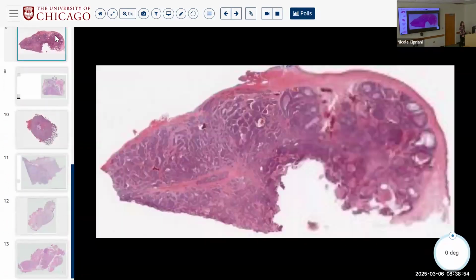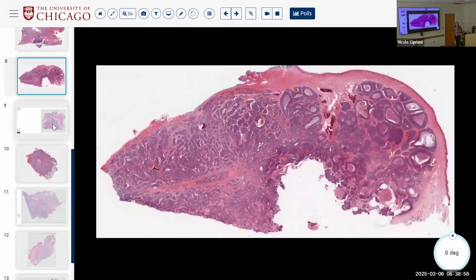Is the treatment for adenoid cystic versus high grade adenoid cystic different?